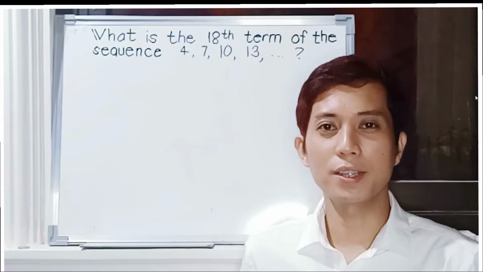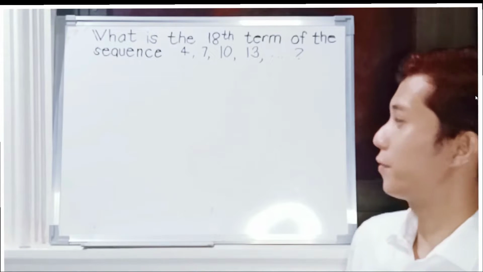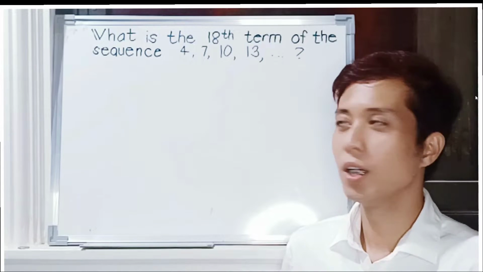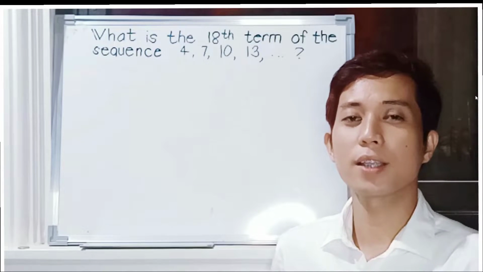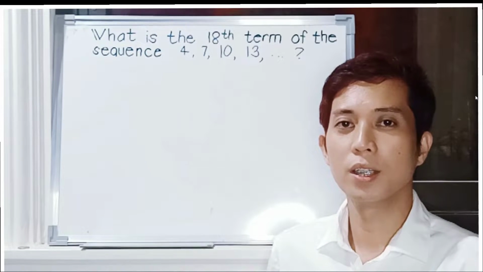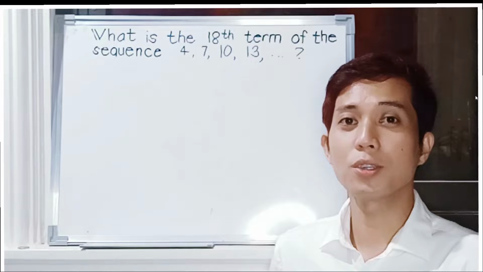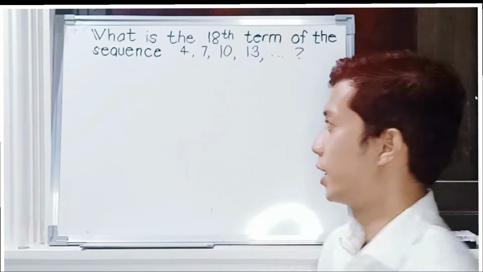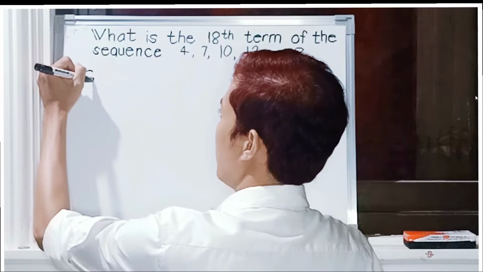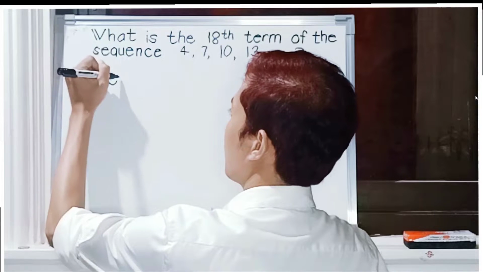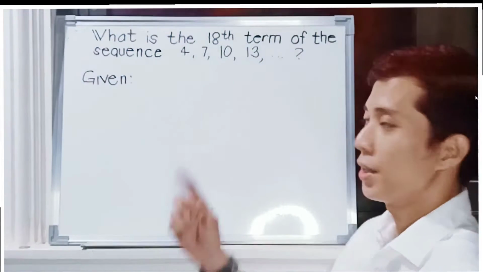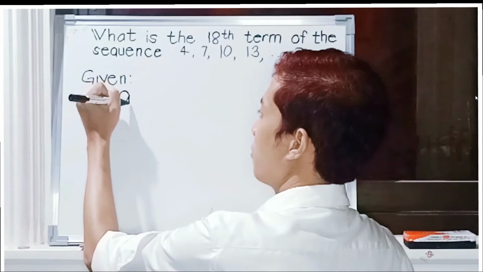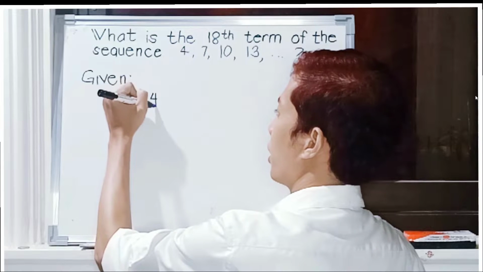Our first problem is, what is the 18th term of the sequence 4, 7, 10, 13, and so on? As you notice, our sequence is an example of an arithmetic sequence. So how are we going to solve this problem using our formula? The first thing that we should do is to write down our given. So our sequence is 4, 7, 10, 13. Our first term is 4. So we write a sub 1 is equal to 4.